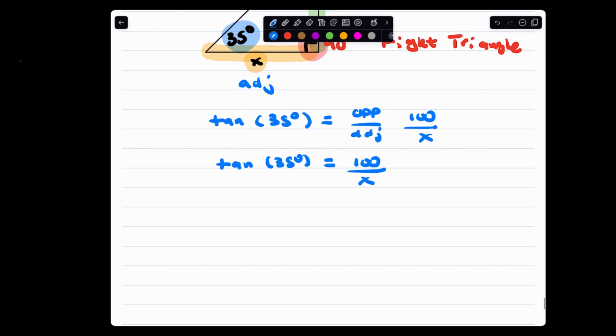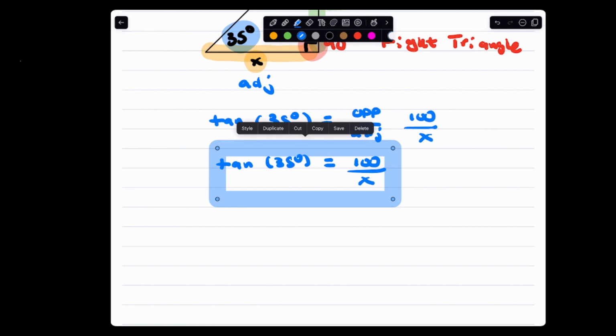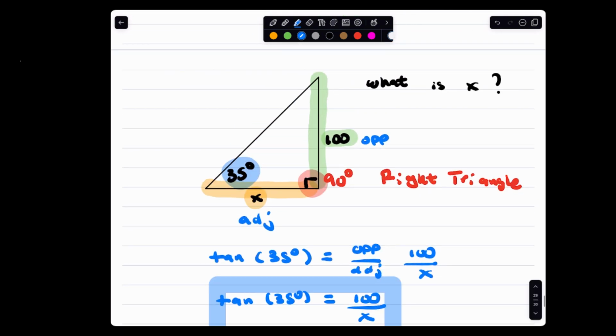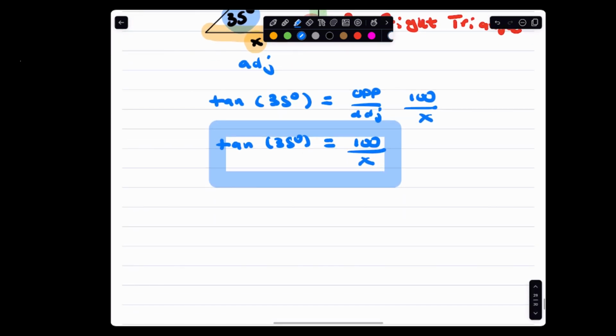Now, ladies and gentlemen, we're not done. This is just the first step in the process. And I would like to ask you guys a question here. What are you looking at now? We're going to have to do what? They want to know what is the value of x, right? So x is located where? In this denominator here.